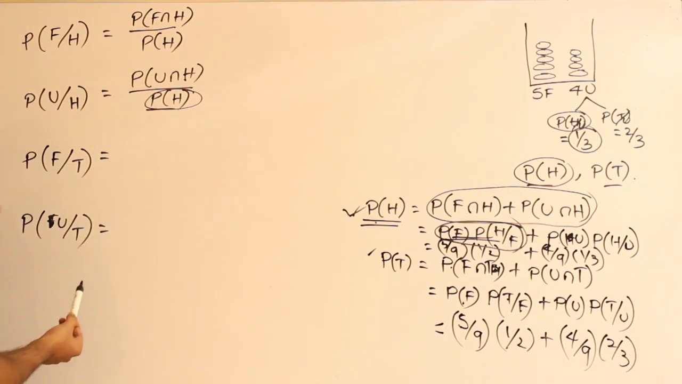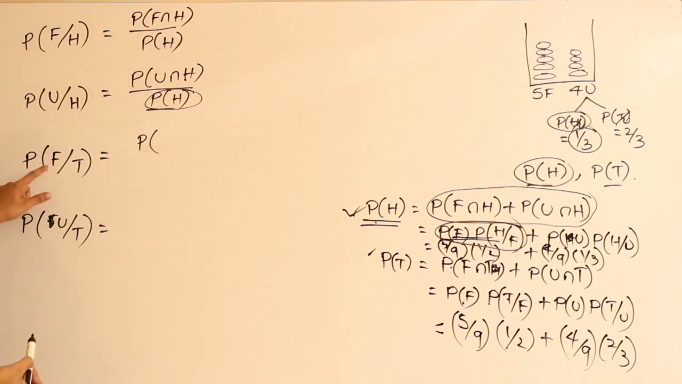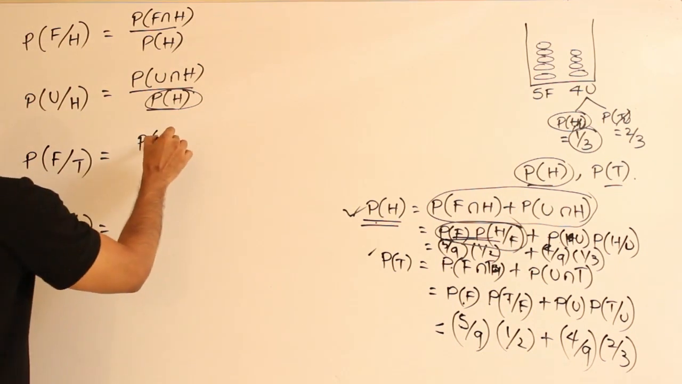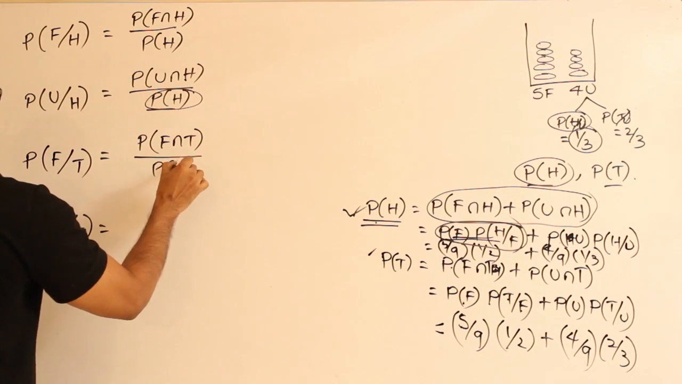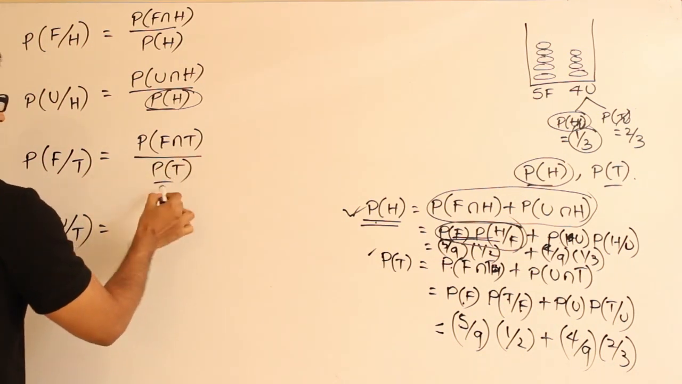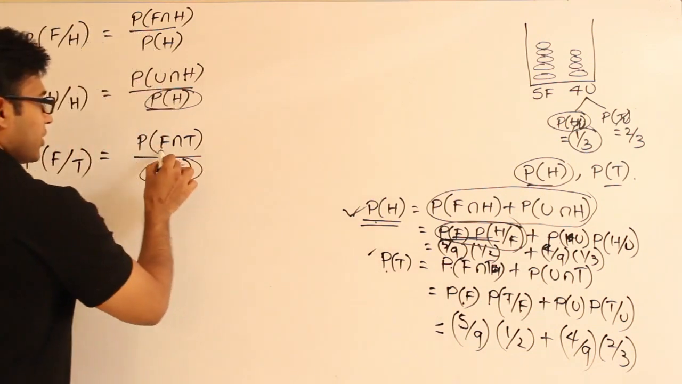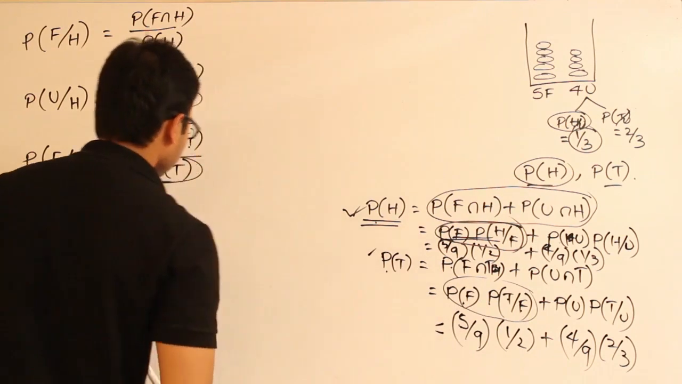You can evaluate it. And similarly here also, what is the probability that the coin which we have drawn happens to be a fair coin, given that it is a tail? Then it is nothing but F intersection T divided by P of T. Now we know the total probability for tails. Total probability for getting a tail is this one. And what about F intersection T? F intersection T is this one, right?